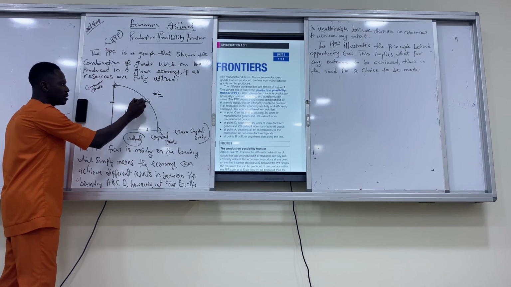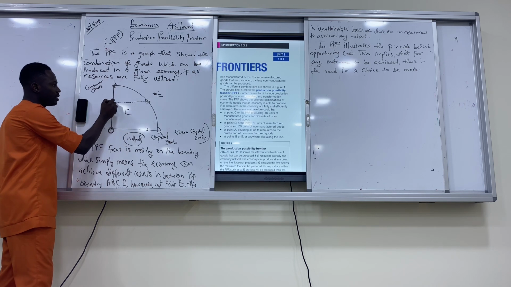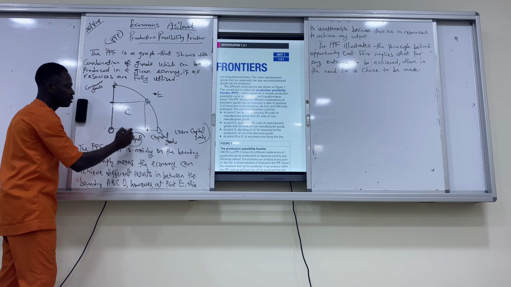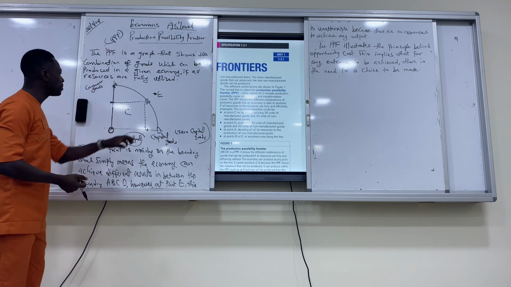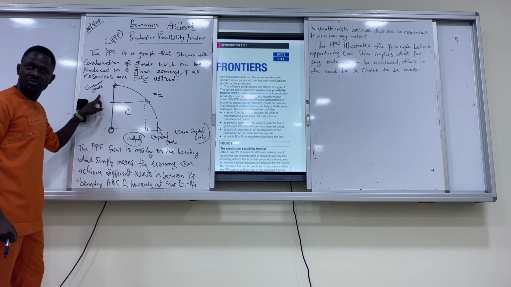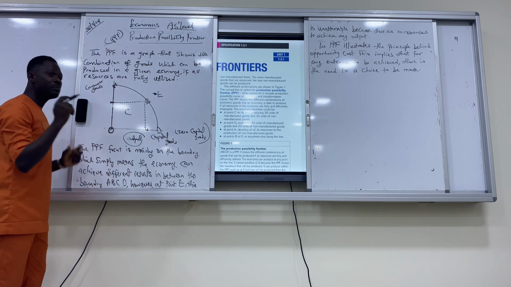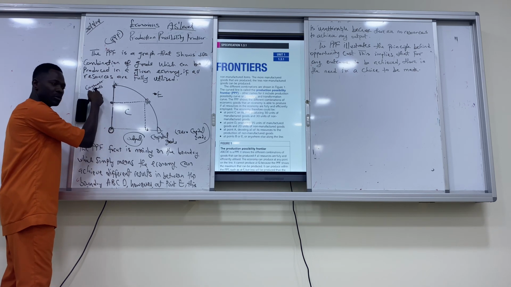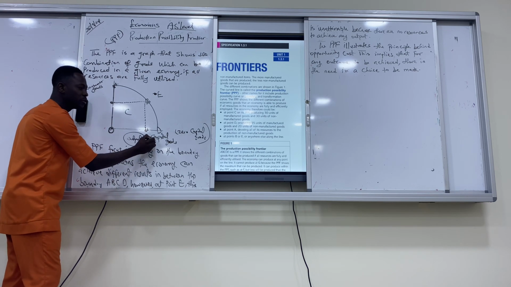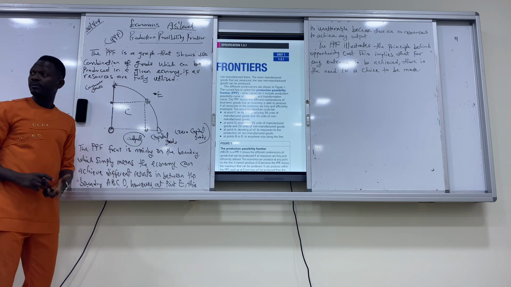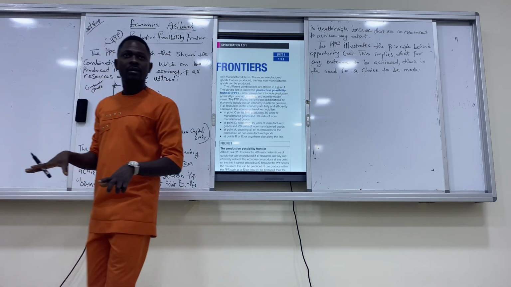At point B, this is the point. This is the illustration. So putting it this way, it means we can combine both capital goods and consumer goods. Are you with me, please? The combination means at this point, we will be able to produce consumer goods. At this point, we'll be able to produce capital goods. At the same time, right?